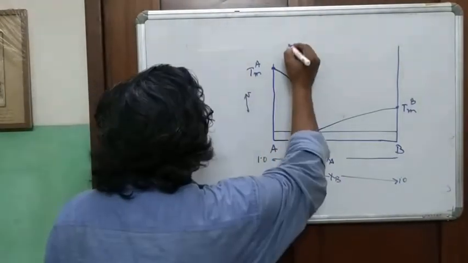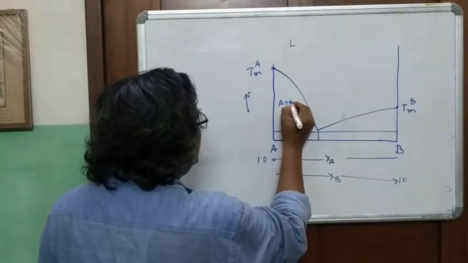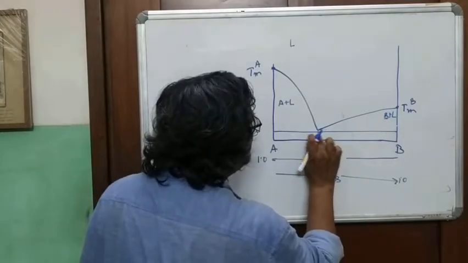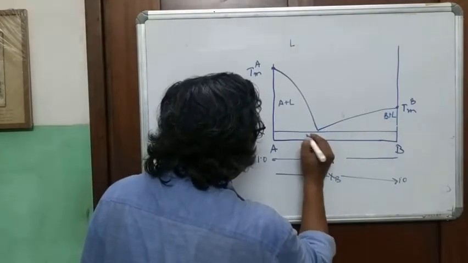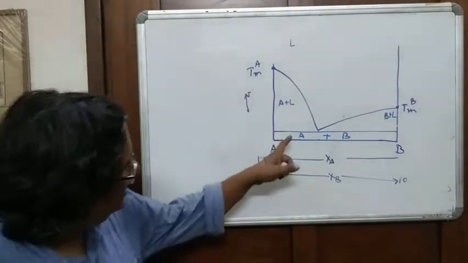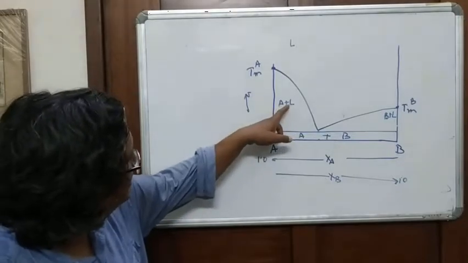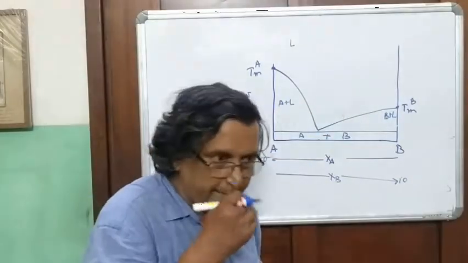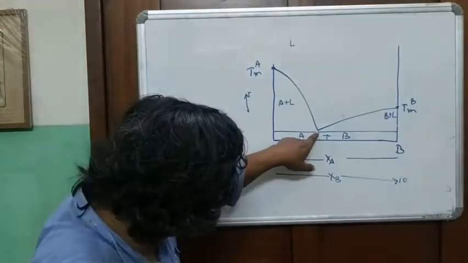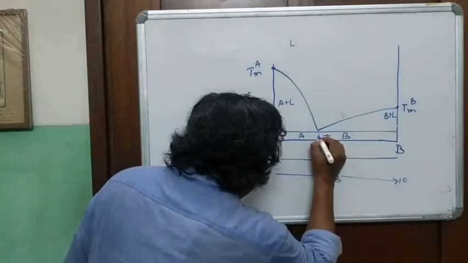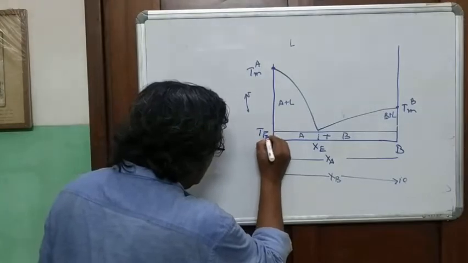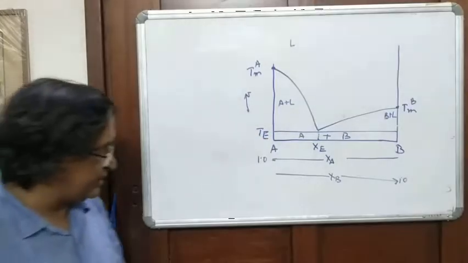And this is a liquid. And this is A plus liquid. This is B plus liquid. And this is A plus B, meaning A solid, B solid. This is A solid plus liquid, B solid plus liquid. And remember from our former discussions, A is pure and B is pure. So below this temperature, this is XE, the composition of the eutectic, and this is TE, the temperature of the eutectic.